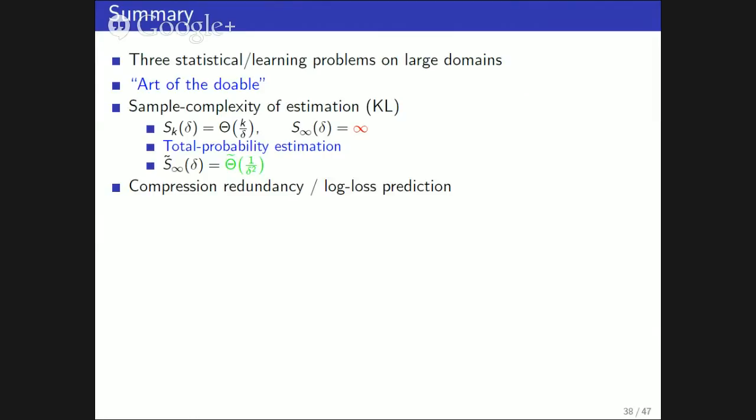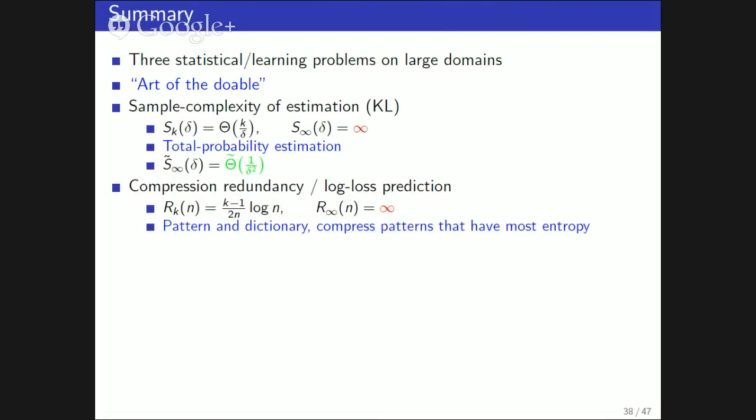And for compression, redundancy, or log-loss prediction, those are the same problem. Then the redundancy grows linearly with k, and in the worst case is infinity. But if you partition into pattern and dictionary and compress the pattern, which has most of the entropy, then the redundancy of the pattern, regardless of the alphabet size, goes down to 0 uniformly in n, no matter what the alphabet size is.